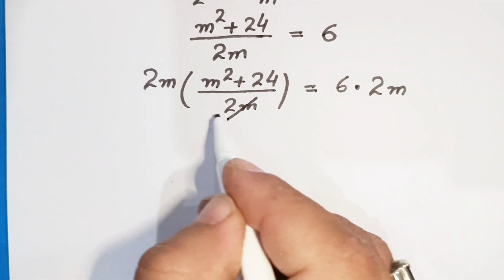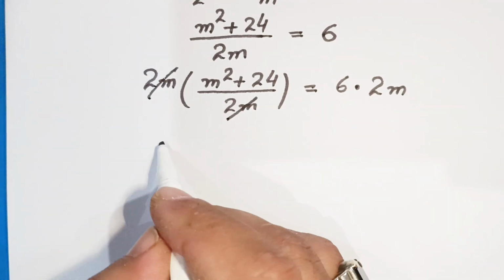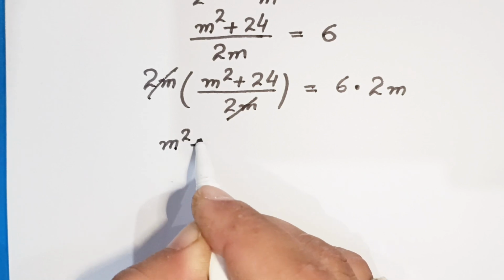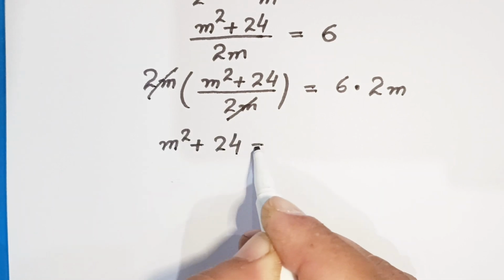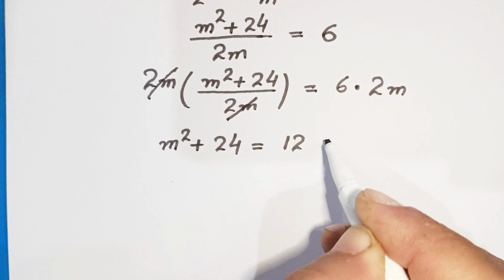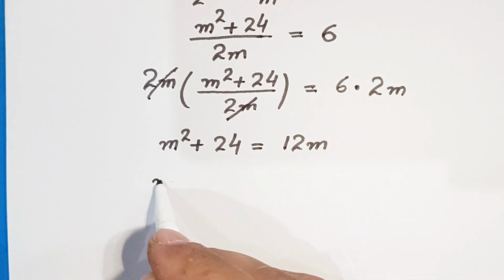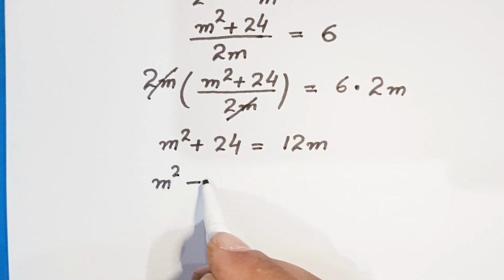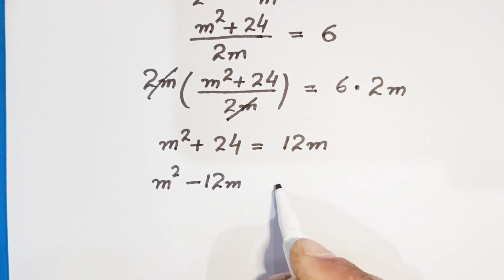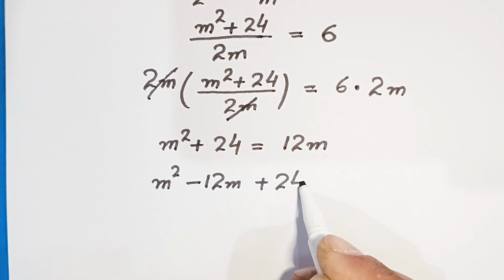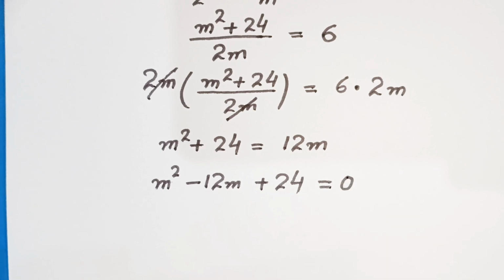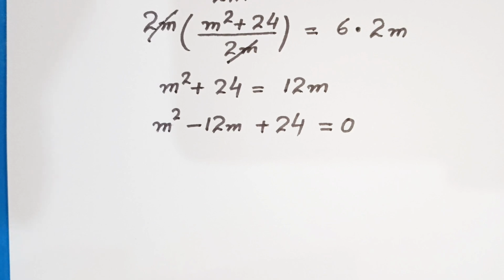Here 2m is cancelled out with 2m, so we have m squared plus 24, that is equal to 12m, since 6 times 2 is 12m. Now shifting this 12m, we have m squared minus 12m plus 24 is equal to 0. Now it is a nice quadratic equation. We have to solve this by using the quadratic formula.